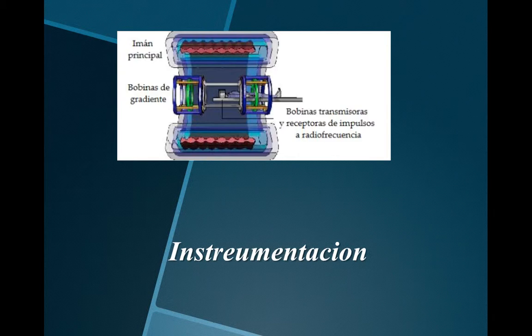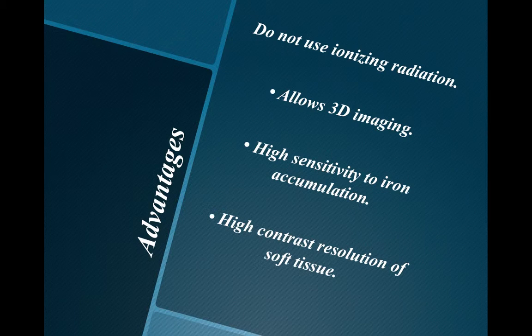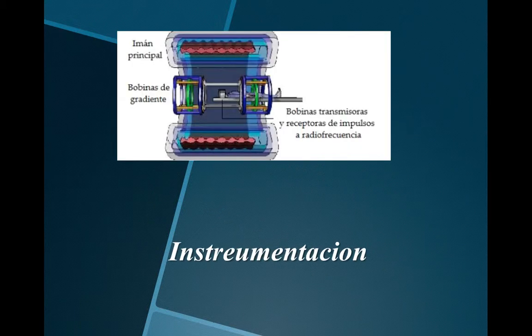The other part is the gradient coils, which are necessary to perform spectral encoding of the object, and the other part is the radiofrequency system, the component responsible for transmitting and receiving the radiofrequency signal for the image.